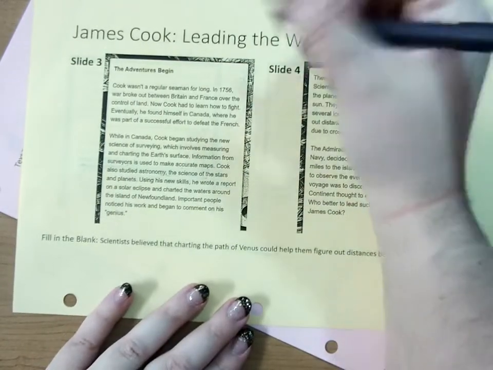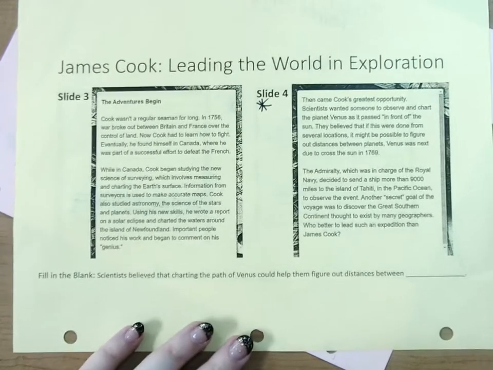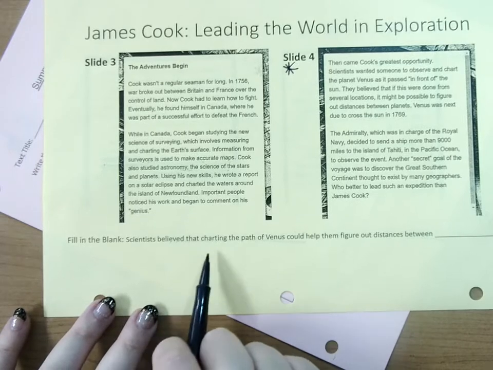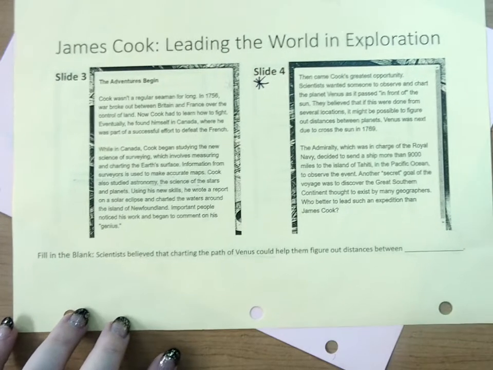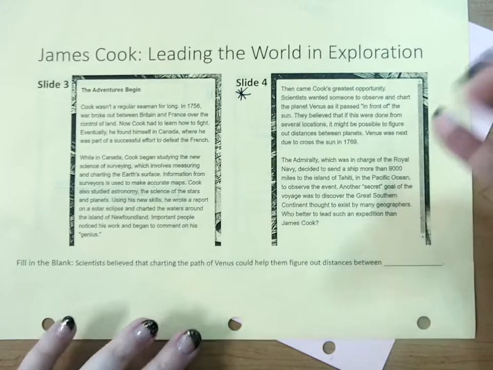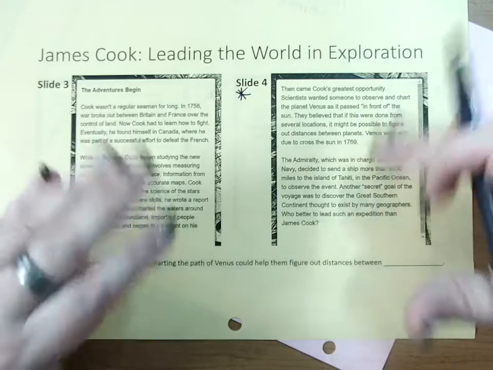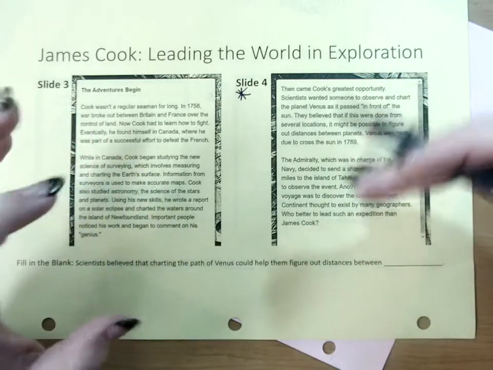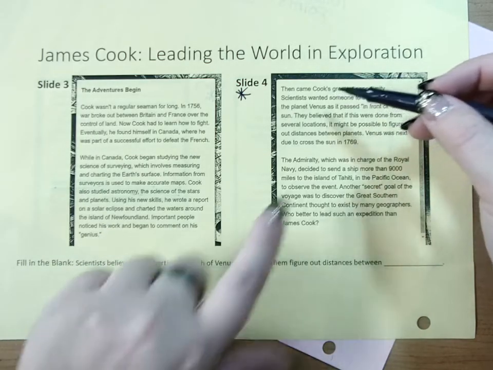So coming back over here, remember it's going to be on this slide or this screen where you're going to find the answer to the question. So it says, scientists believe that charting the path of Venus could help them figure out distances between what? Okay, so again, we have to skim through this. I've read this, so I'm going to be skimming through it. But if you haven't read it yet, then take this time to read the text so you know what's going on.